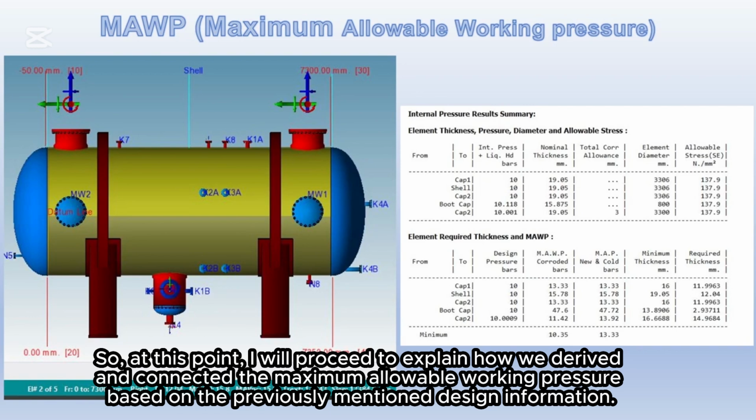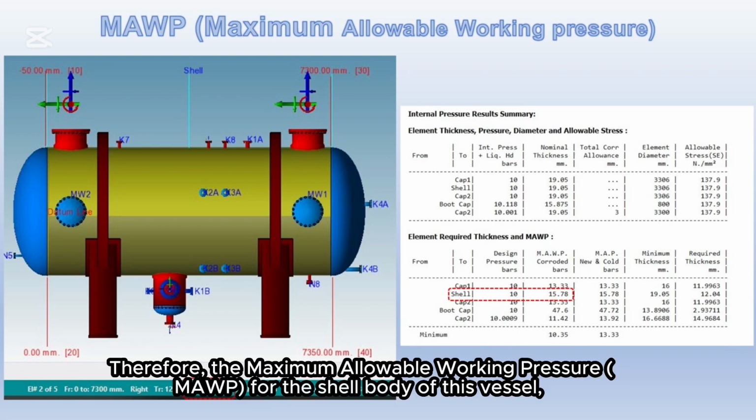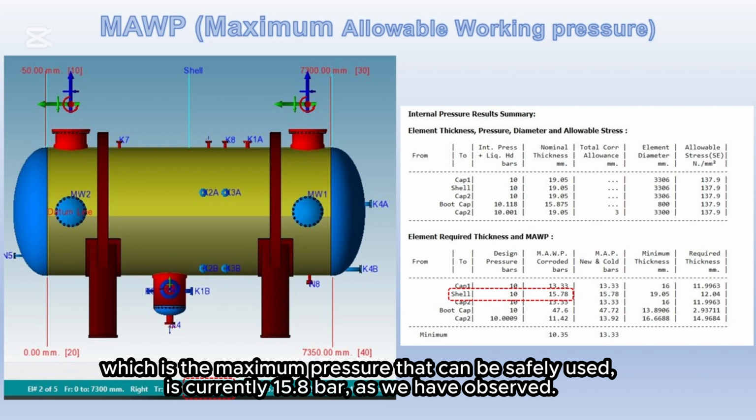So, at this point, I will proceed to explain how we derived and connected the maximum allowable working pressure based on the previously mentioned design information. So, first of all, with the design pressure of 10 bars, the MAWP, maximum allowable working pressure, based on the selected thickness is 15.78. Therefore, the maximum allowable working pressure MAWP for the shell body of this vessel, which is the maximum pressure that can be safely used, is currently 15.8 bars, as we have observed.